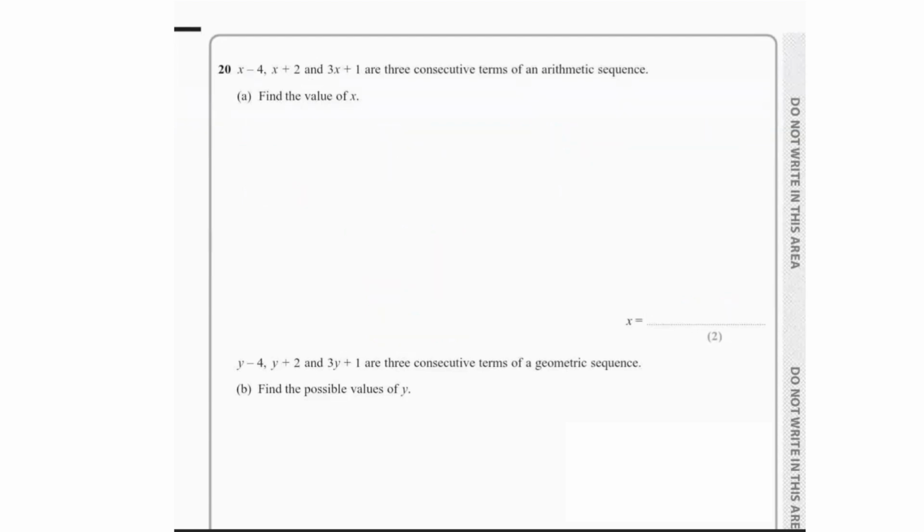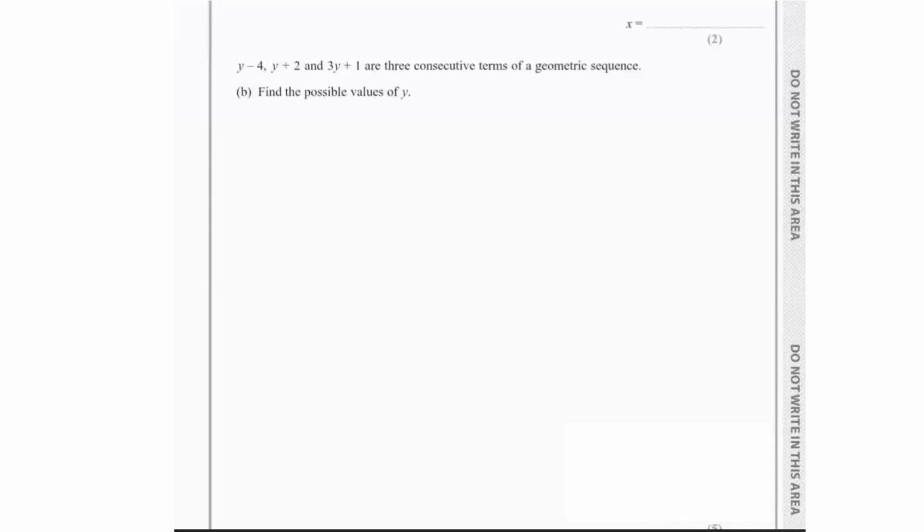Then in part B, it says y minus 4, y plus 2 and 3y plus 1 are three consecutive terms of a geometric sequence. Find the possible values of y.